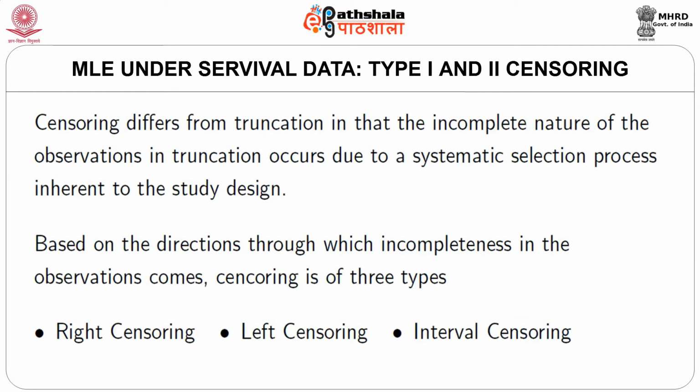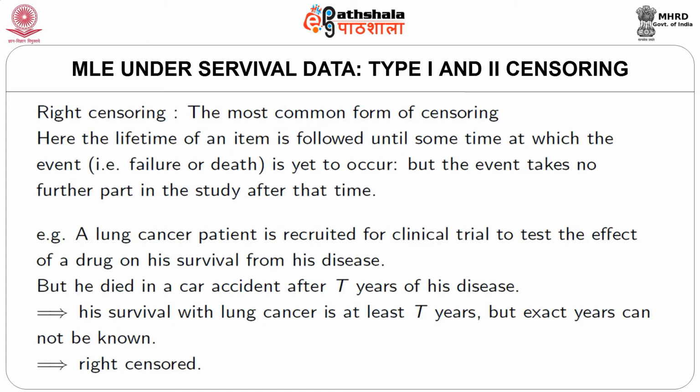Censoring differs from truncation in that the incomplete nature of the observations in truncation occurs due to a systematic selection process inherent to the study design. Based on the directions through which incompleteness in the observations comes, censoring is of three types: right censoring, left censoring and interval censoring.